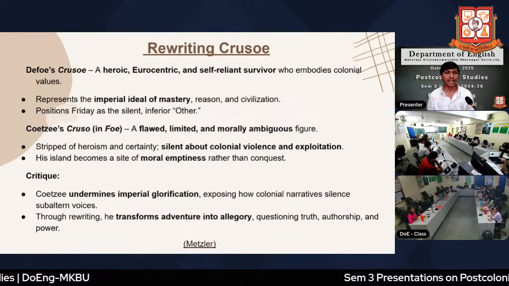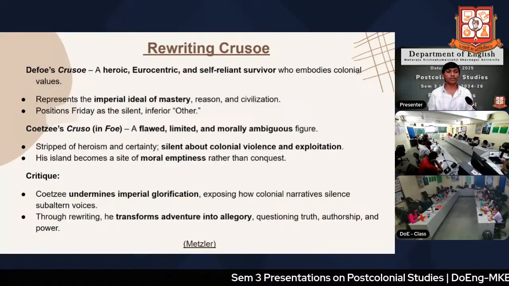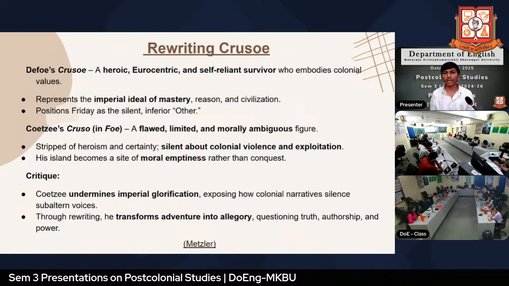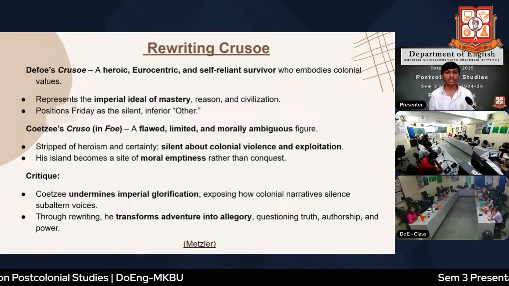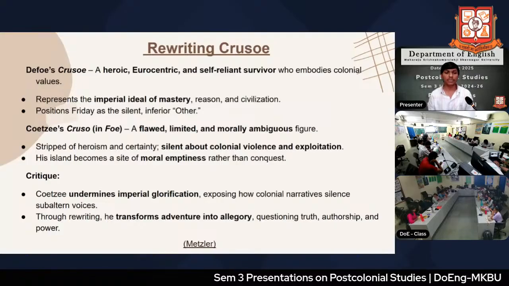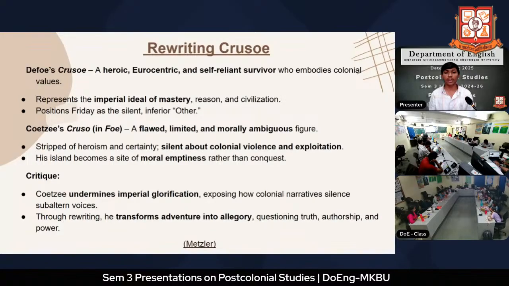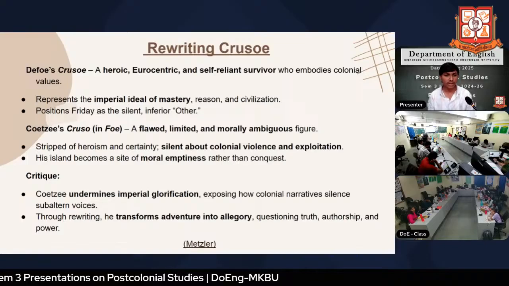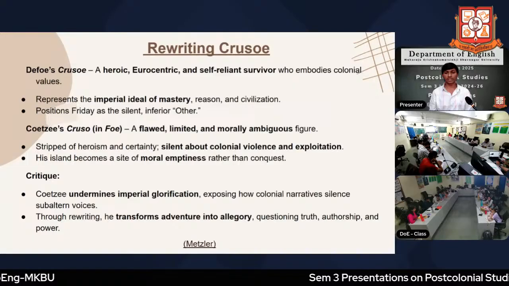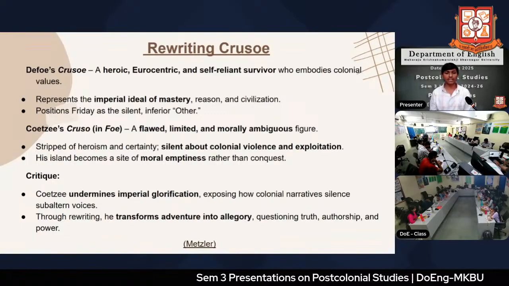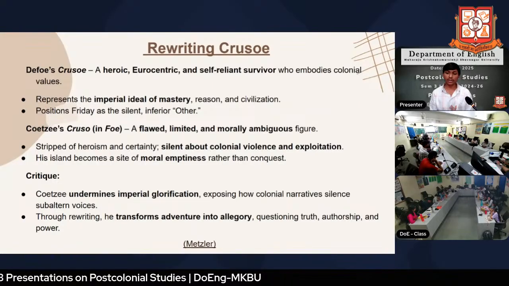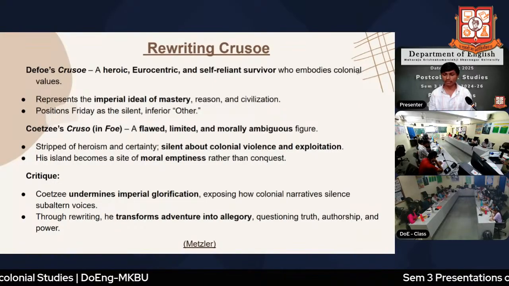It positions Friday as the silent inferior other, and Coetzee's Cruso in Foe is fluid, limited, and morally ambiguous, stripped of heroism and certainty, and silent about colonial violence and exploitation. His island becomes a site of moral emptiness rather than conquest. Coetzee undermines imperial glorification and exposes how colonial narratives silence subaltern voices. Through rewriting, he transforms adventure into allegory, questioning truth, authorship, and power.